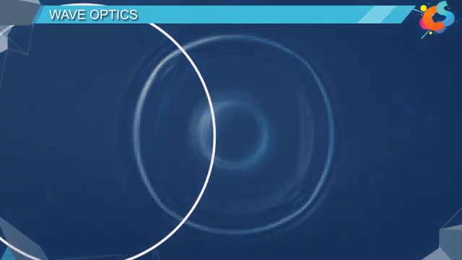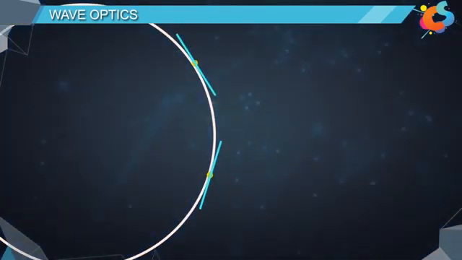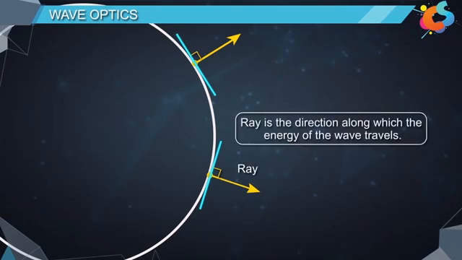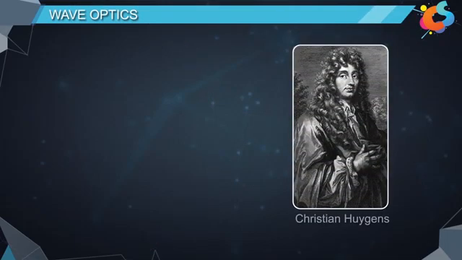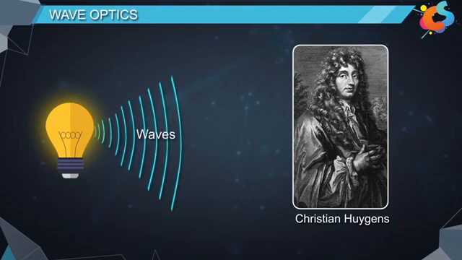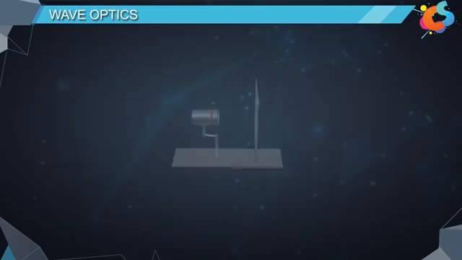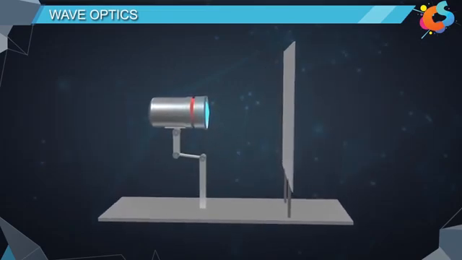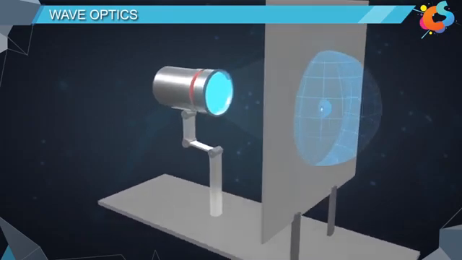Now, draw a tangent at a point on the wavefront. Then, a line drawn perpendicular to the tangent at that point is called a ray. The ray is the direction along which the energy of the wave travels. Christian Huygens applied the same theory to light and proposed that light travels in the form of waves. A point source generates spherical waves in 3 dimensions.